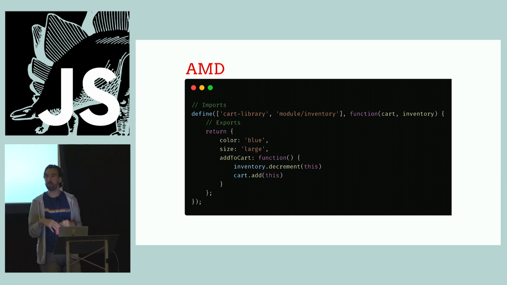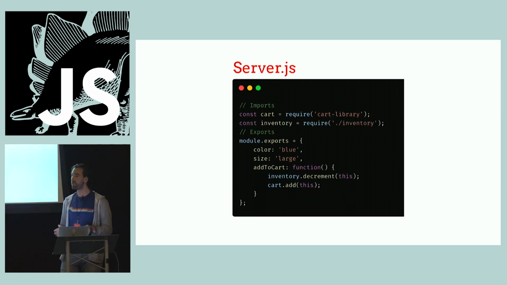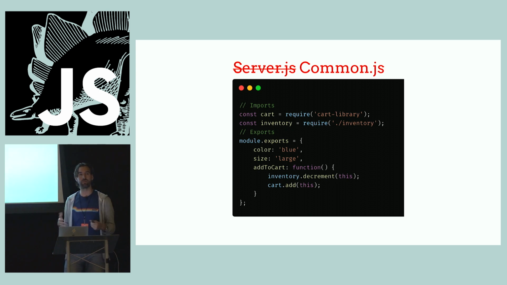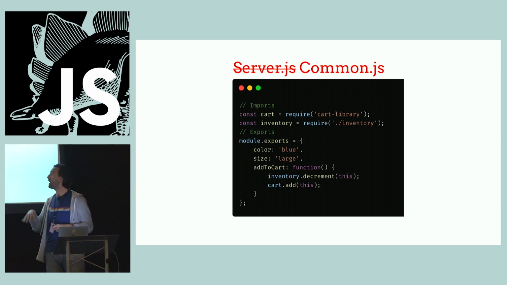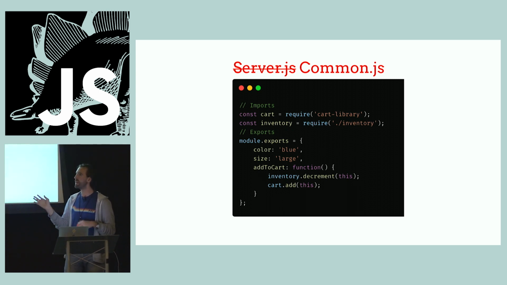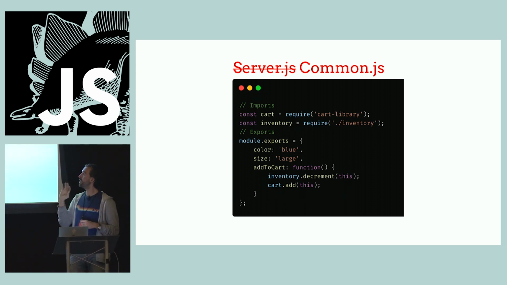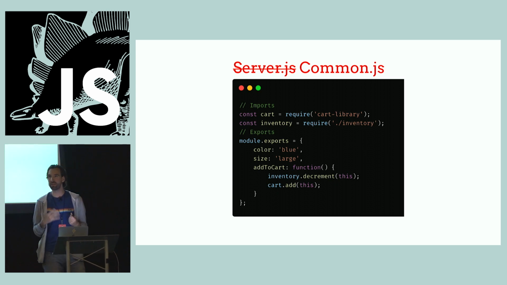Now, at the same time, Node is getting started. And they decided to go with something else called Server.js, which was later renamed to CommonJS. Now, this should feel very familiar. This is what Node's module system looks like today. It allows you to define your imports, define your exports, but in a little bit more of a user-friendly way, right? You don't need to worry about asynchronous loading. You just have this require call. It's pretty nice. It's a little more user-friendly, a little less boilerplate.